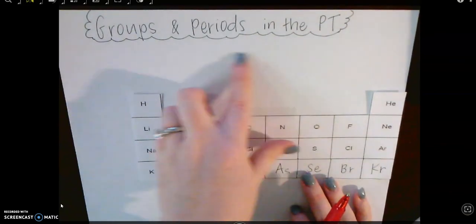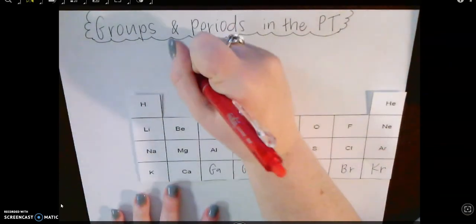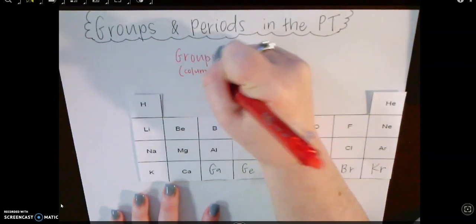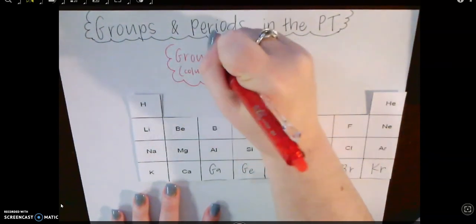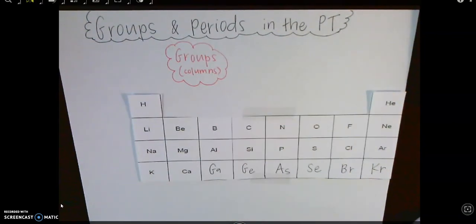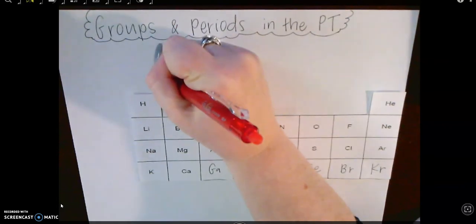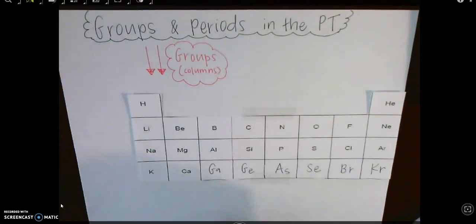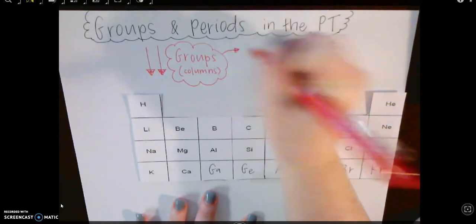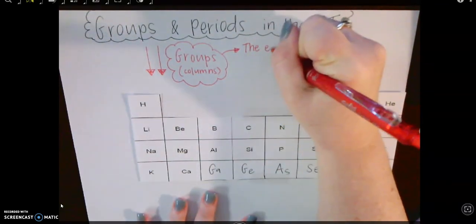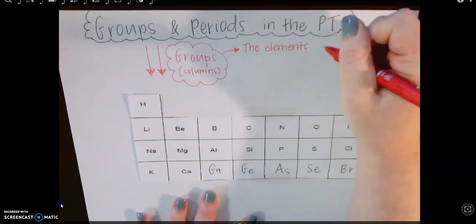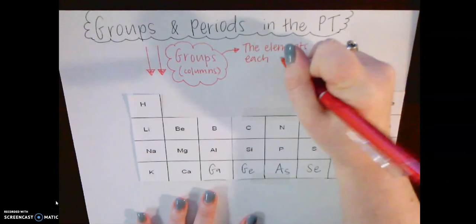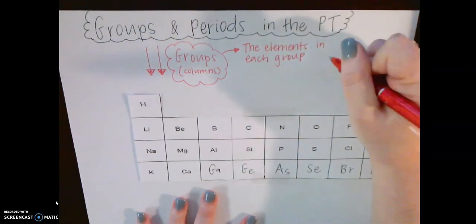And up here in this space in between, I'm going to write my definition of groups. So I'm going to write groups first. And groups are going to be all of the columns in the table. And I'm going to use red to show groups. So groups are going to be our columns, and I'm going to draw some little arrows down to remind me what direction columns go. So the elements in each group have the same number of valence electrons.